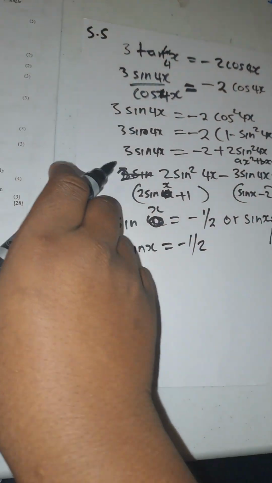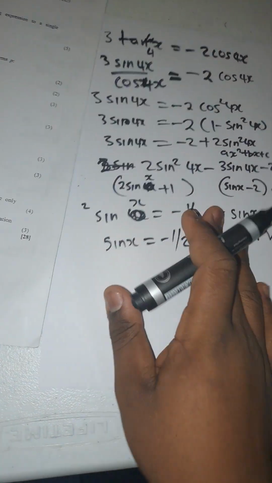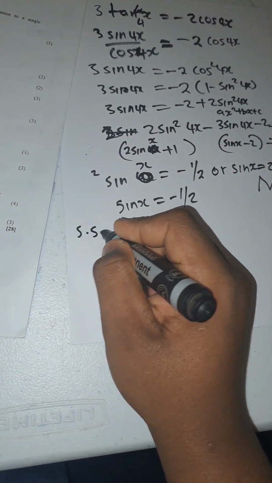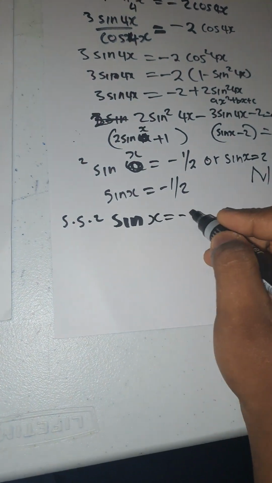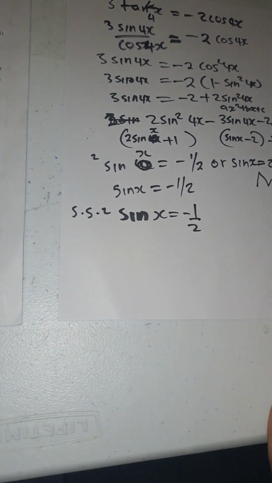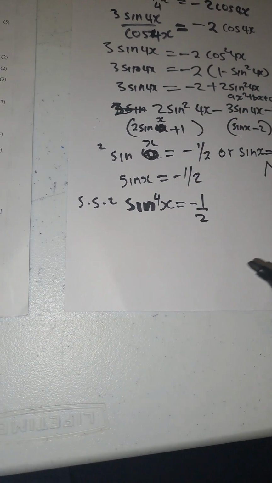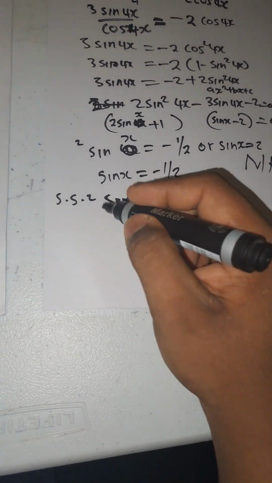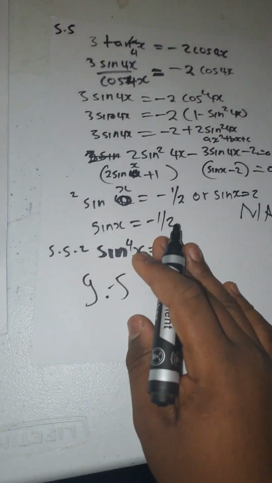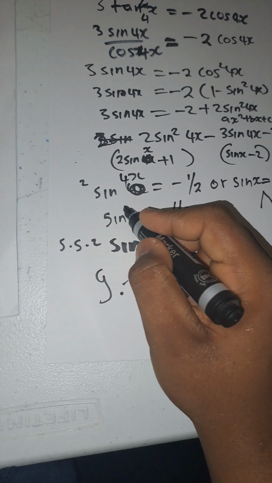And then the next question is saying, hence, determine the general solution of x in the equation. You already know that only sine 4x equal to minus half is the only one that is valid. So it simply means you're just going to solve for your x's there. So now this is yours. Find the general solution, and then you can just put it in the comments. I have to fix silly mistakes that I made.